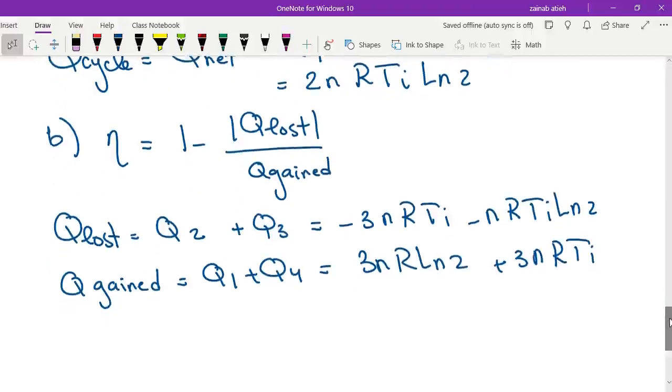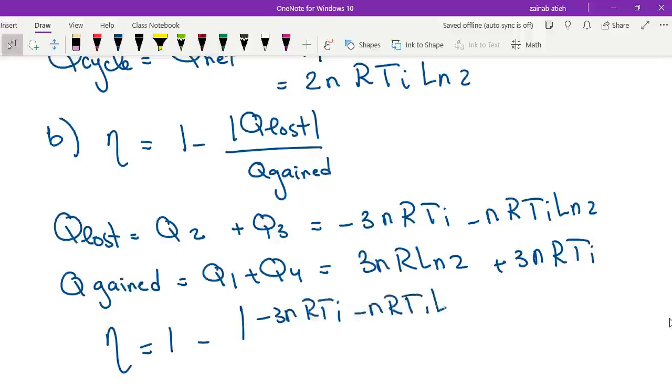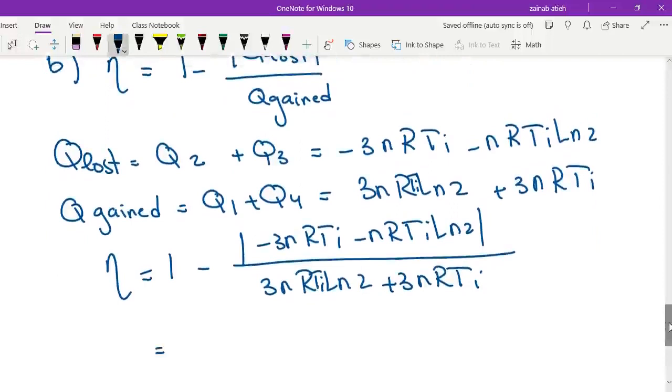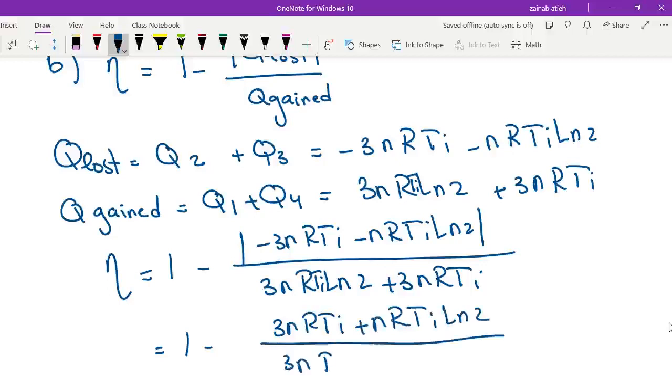What shall I do? I will just replace them in eta. It's equal to 1 minus the absolute value of minus 3 nRTi minus nRTi ln 2, over 3 nRTi ln 2 plus 3 nRTi. I forgot, I guess, an R here somewhere. There must be a T here. So here Ti, and here we have a Ti. Now I will remove the absolute value. I will get 1 minus 3 nRTi plus nRTi. You can do it faster than me. I'm going into details. I'm doing it slowly, for the ones who make mistakes in calculations.